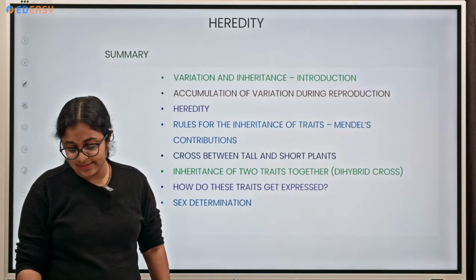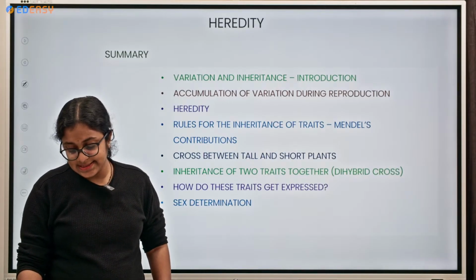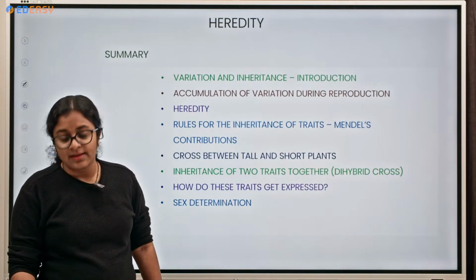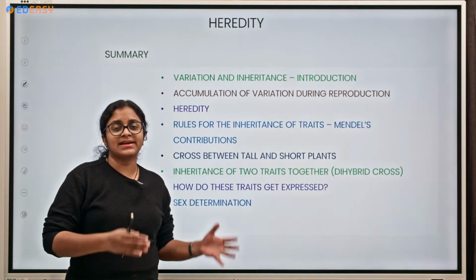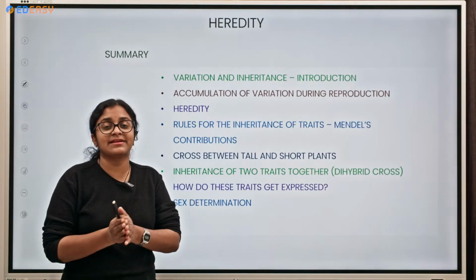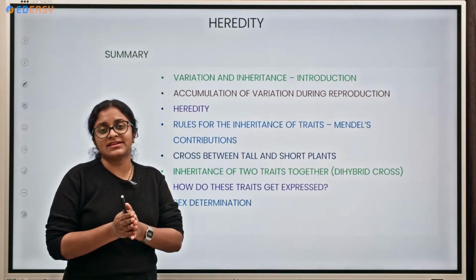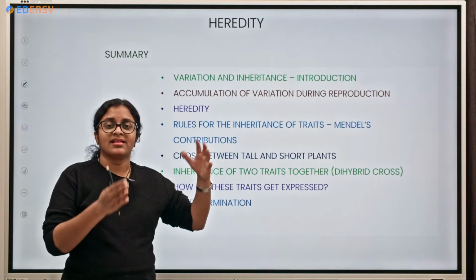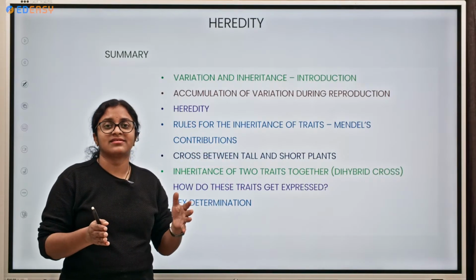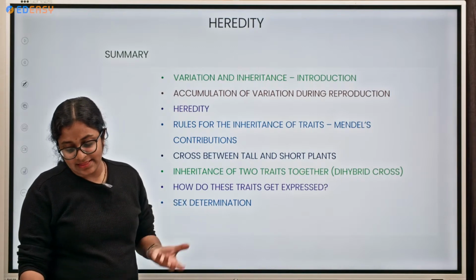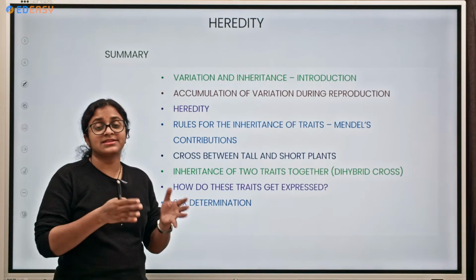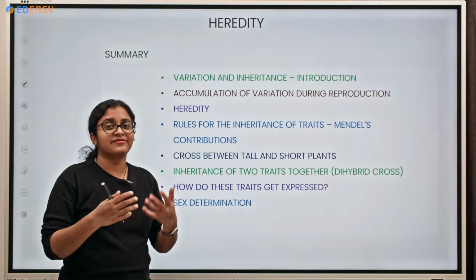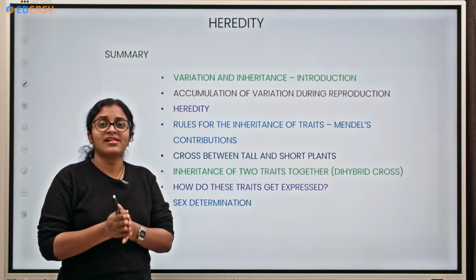Okay, so the question says, why is heredity considered a link between reproduction and evolution? Because the variations are getting passed, right? That's the reason heredity is considered a link between reproduction and evolution, because the variations are passed from parents to offspring, and they bring out new, diversified changes, which help the survival of the living organism.